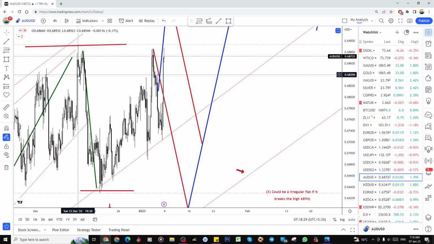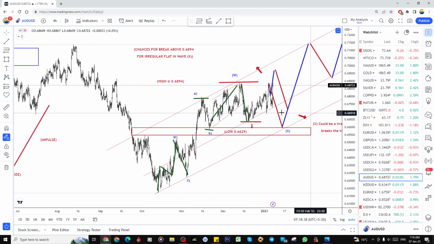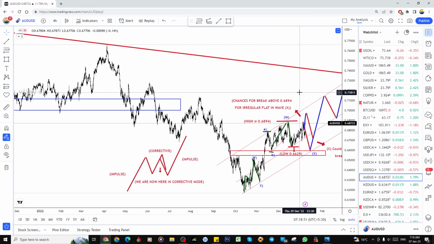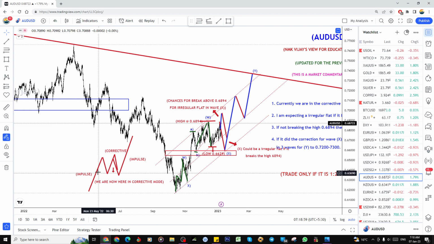This one, it has not yet broken the previous high of 68.93 and 68.86. See, that is what I explained here. If it has not yet broken the 68.94, it needs to break this one. If it's already broken, it means I need this kind of impulsivity to the downside. So that will become the W, and this is the X. So it could be an irregular flat if it breaks the high, everything I explained. So this is the miniature.